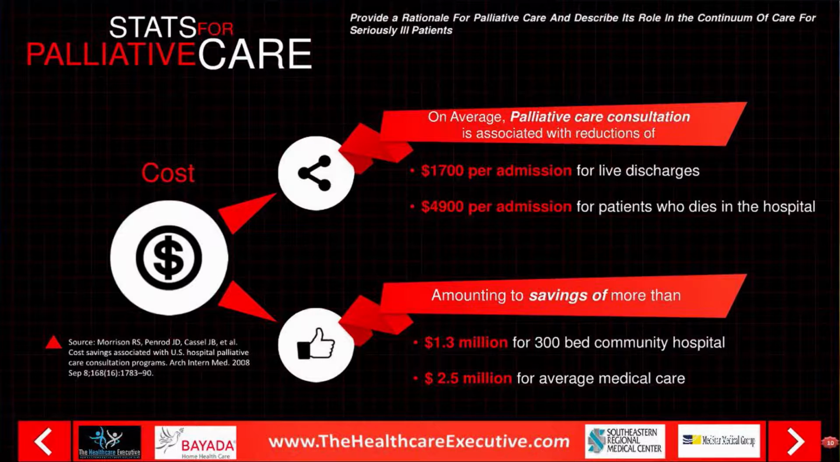If we look at the cost savings with palliative care programs, we notice that in various studies, on average, palliative care consultation is associated with reductions of $1,700 per admission for live discharges and $4,900 per admission for patients who died in the hospital, amounting to savings of more than $1.3 million for a 300-bed community hospital and $2.5 million for the average medical center. So palliative care has been shown to lower costs for hospitals and payers.